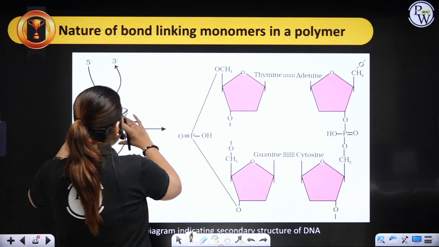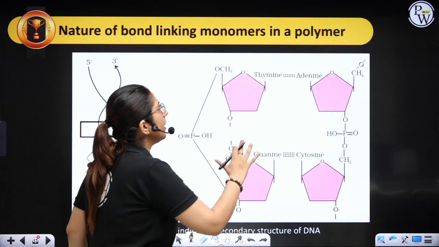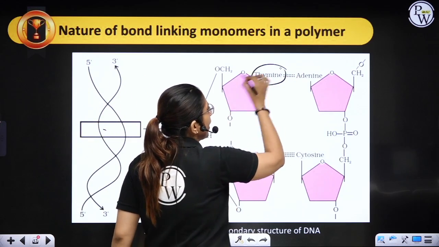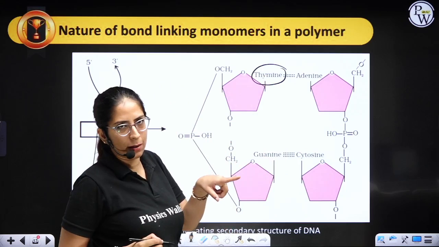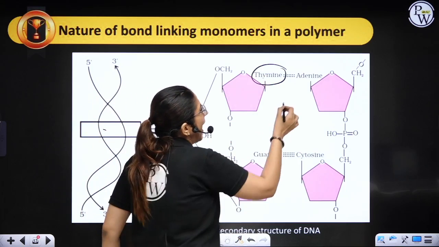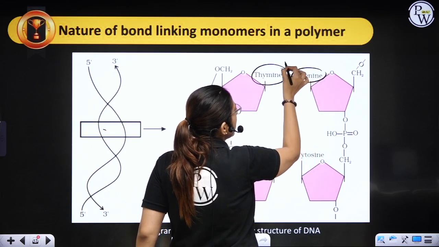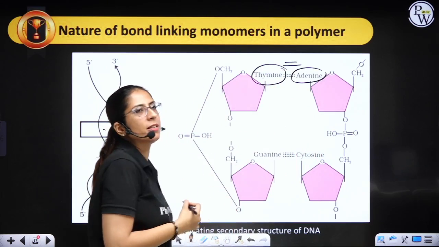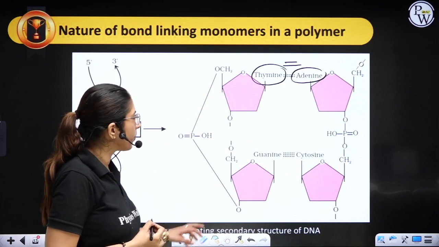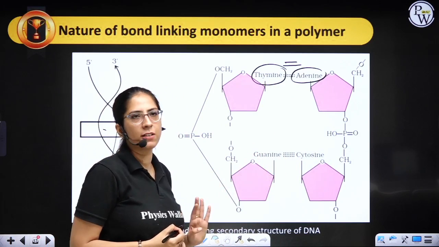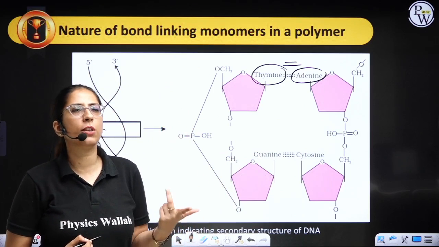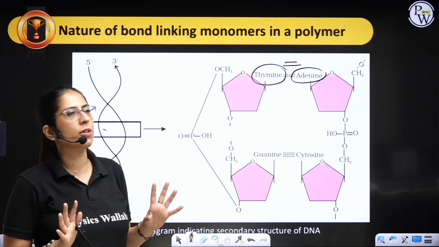Now if we focus on this diagram, what you are going to see here is, suppose in one chain we have thymine, on the other chain it will be attached to adenine, and both of them are attached with the help of a double hydrogen bond. Similarly, on one chain, if it is guanine, it will be attached to the cytosine of the other chain. Three hydrogen bonds will be present.